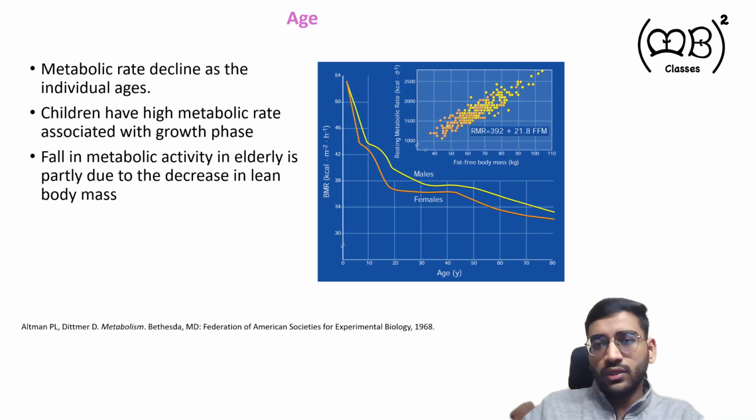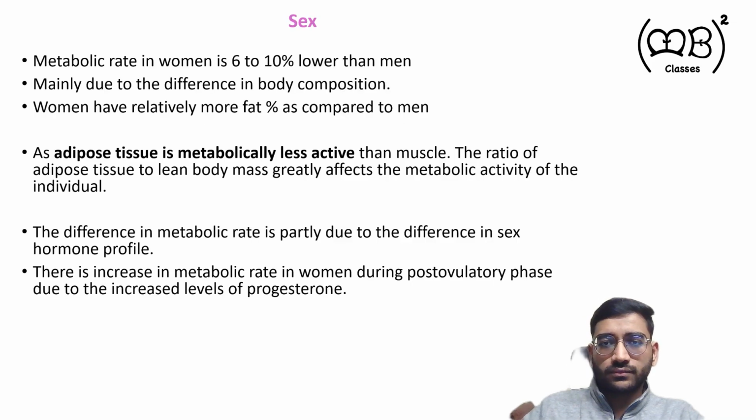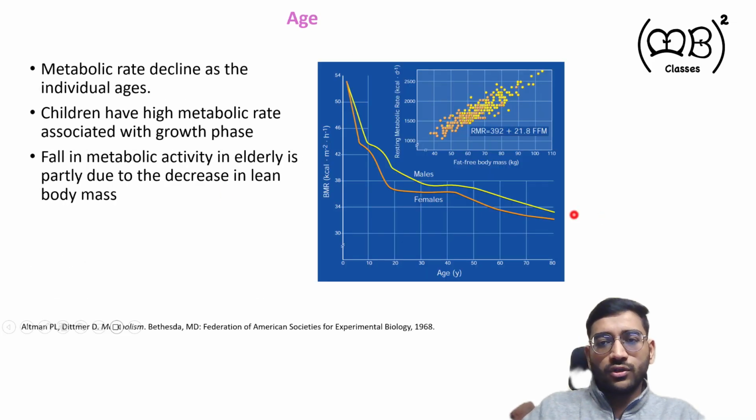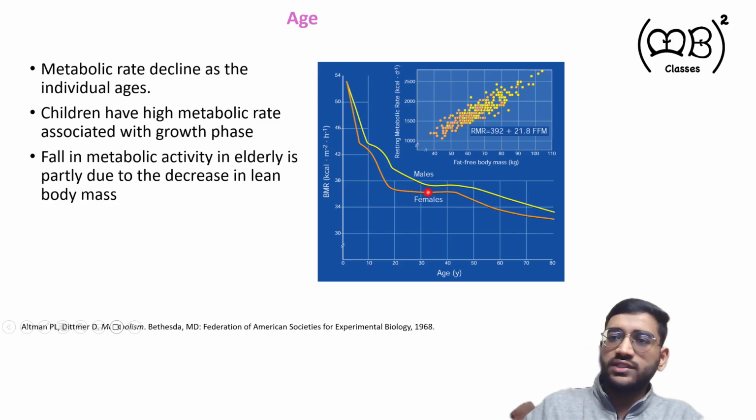You can also observe from this graph that males have a higher BMR than females for the same age group. Like for an adult of 20 to 40 years, a young adult, the average BMR for a male would be 38 kilocalories per meter squared per hour, but it would be only 35 for a female of the same age group.